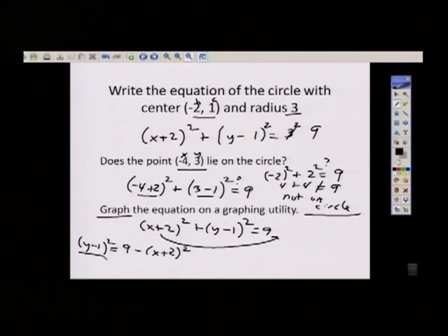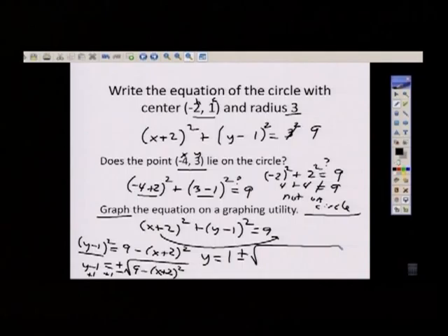Then since this is squared, I need to take the square root, so positive and negative. It's going to have a top and a bottom half to this equation of 9 minus x plus 2 squared. And then last I'm going to add over the 1. So my final equation is 1 plus or minus the square root of 9 minus x plus 2 squared. So we are ready to graph this equation.